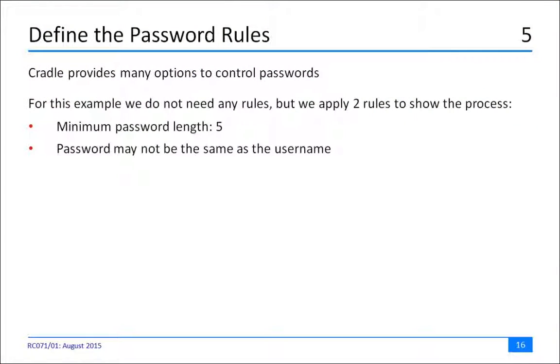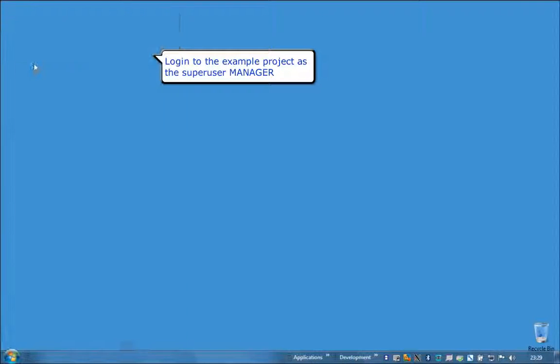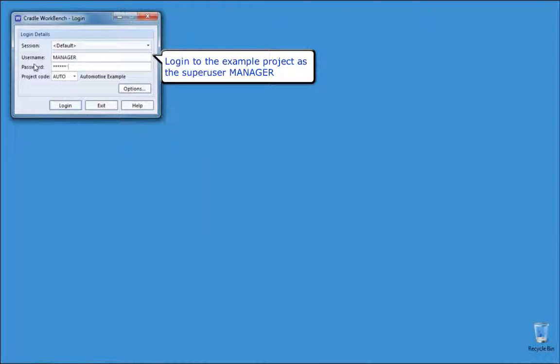Cradle has many options to control passwords. For this example we do not need any rules, but we apply 2 rules, just to show how to do it: a minimum password length of 5 characters, and that a user's password may not be the same as his or her username. Log into the example project as the super user manager.